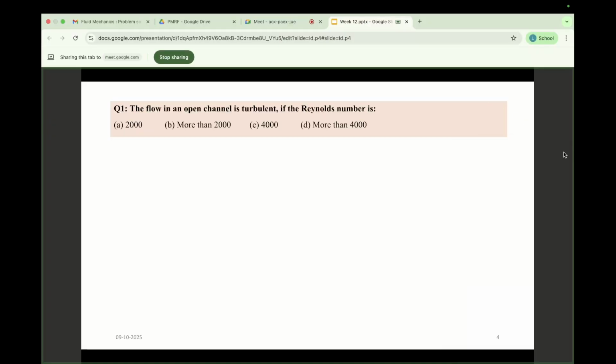In the previous classes, we talked about pipe flow, right?